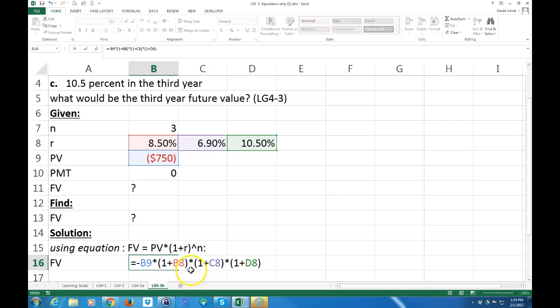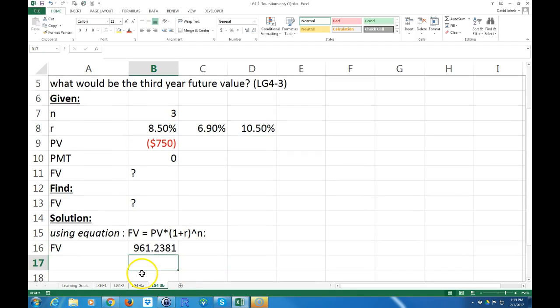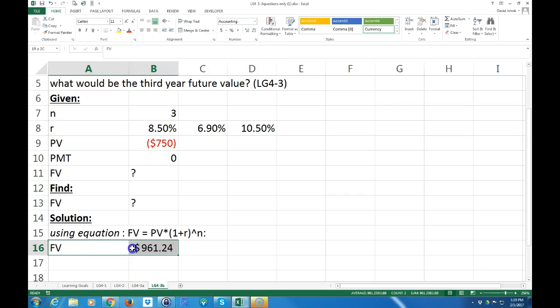But I'll be using a different interest rate each time. So instead of being the same one to the third power, I have to take different ones each time. And that would give you an answer. And let me format that. So that would be the answer using an equation. You could also do it using Excel.